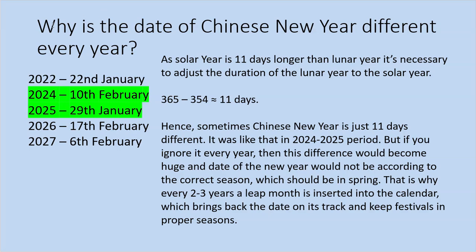So the final question, but very important: why is the date of Chinese New Year different every year? As you can see, in 2025 Chinese New Year fell on 29th of January. This year it will be soon on 17th February. But 2027 will be on 6th of February. So it fluctuates, it changes every year. So the main reason is that the solar year is 11 days longer than the lunar year.